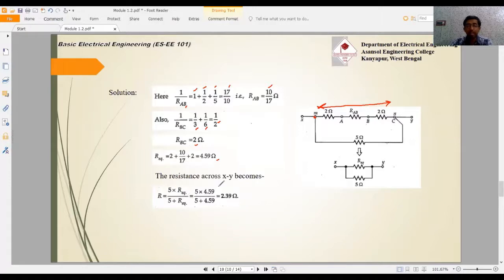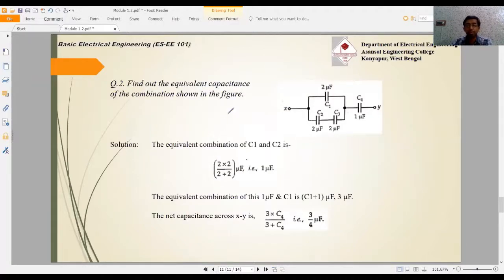So your net equivalent resistance across XY will be 5 into 4.59 divided by 5 plus 4.59, so ultimately you will get 2.39 ohm. So this is your ultimate value, that means R equivalent. Okay, next, moving on to the next problem.